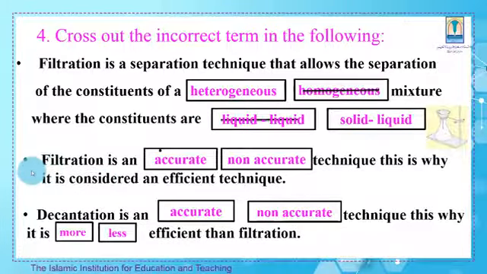Remember that the aspect of water in filtration is clearer than that in decantation. Then, filtration is an accurate technique. This is why it is considered an efficient technique. Decantation is a non-accurate technique. This is why it is less efficient than filtration.